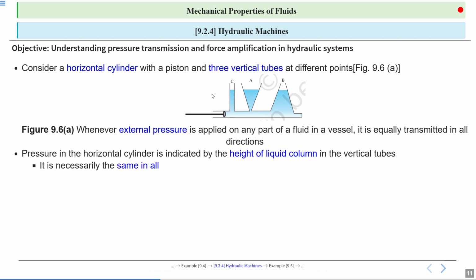So it's important to note that the pressure is the same in all vertical tubes. Alright. So tube A, tube B, and tube C. Pressure is same in all vertical tubes. This uniformity is a key characteristic of fluid pressure in a closed system, demonstrating how pressure is evenly distributed.